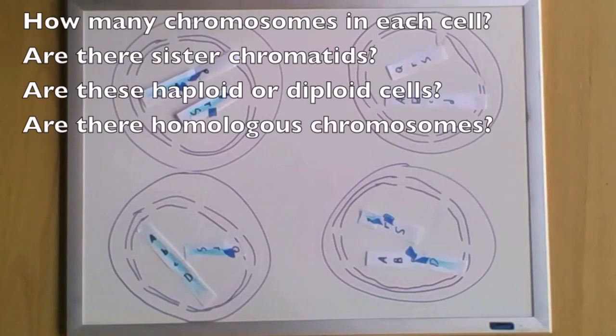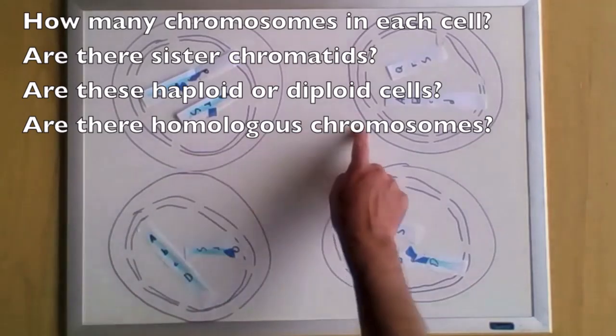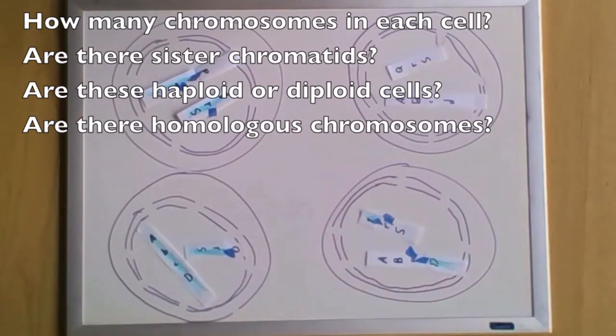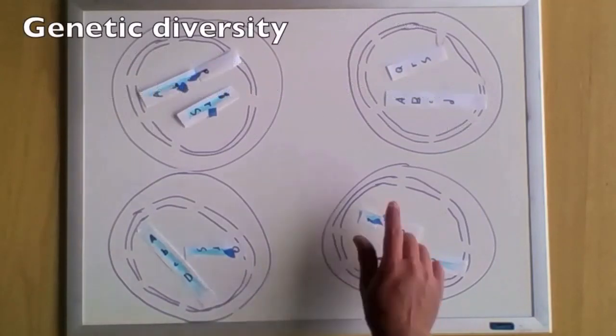Here are the 4 cells that result from meiosis. Each cell contains 2 chromosomes each. Each chromosome is made up of one unit. They are not made of sister chromatids. These cells are haploid. They just have one set of chromosomes, one long, one short, one long, one short, one long, one short. Because these cells are haploid, there are no homologous chromosomes. We separate the homologs from one another during anaphase 1.